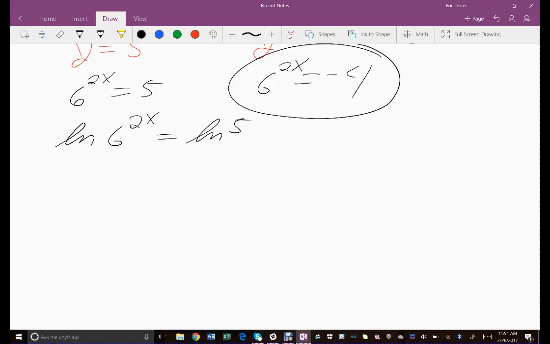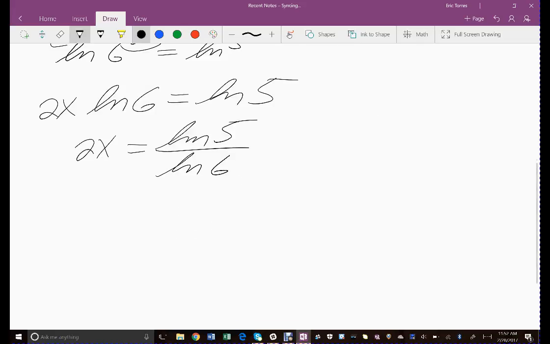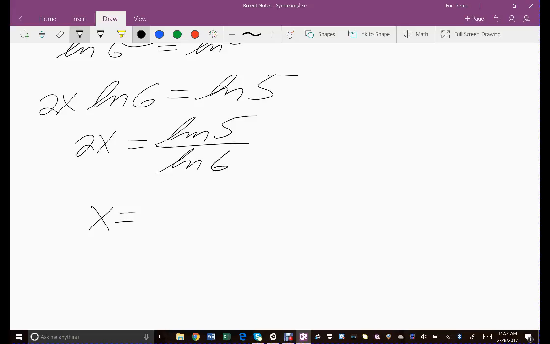And now I can use my property of logarithms and bring this out as a product. 2x times the ln of 6 equals ln of 5. Divide both sides by the ln of 6. And then, of course, divide both sides by 2. And make sure you plug it in your calculator correctly, because it doesn't matter if all your work is right if you plug it in the calculator in the wrong way.